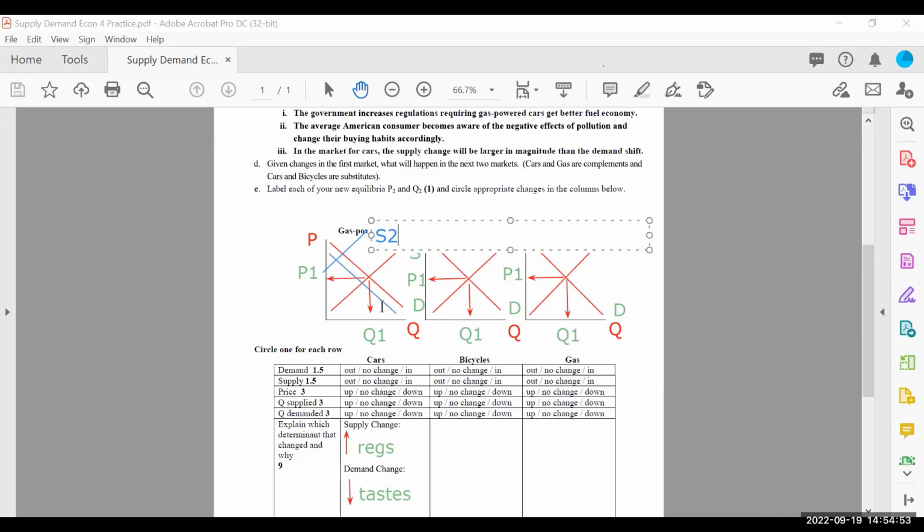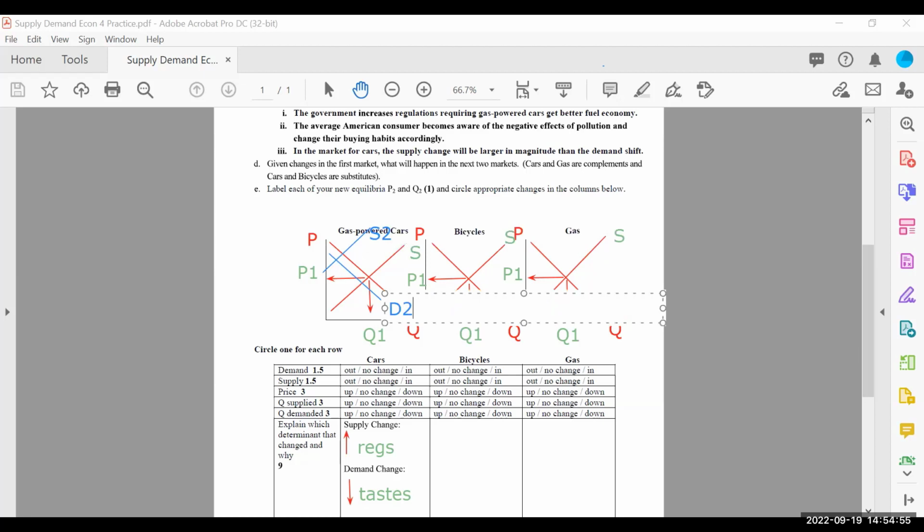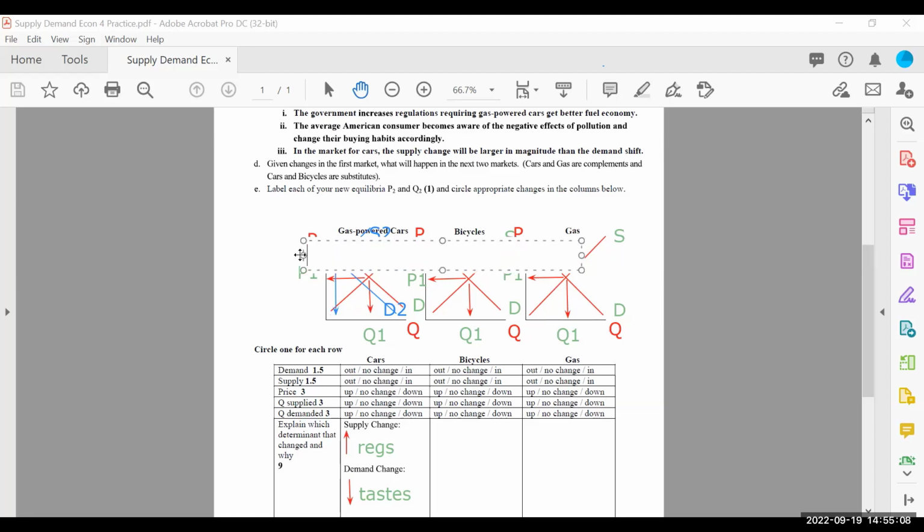Make sure you're showing that new equilibrium along your new curves, along these two curves here. So we have, there's our price, there's our quantity. Then P2 and Q2.